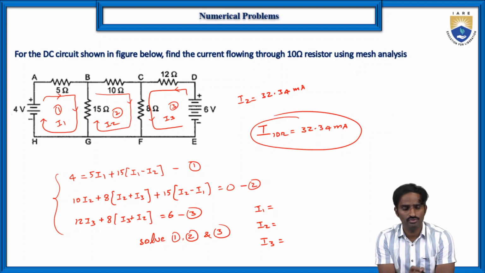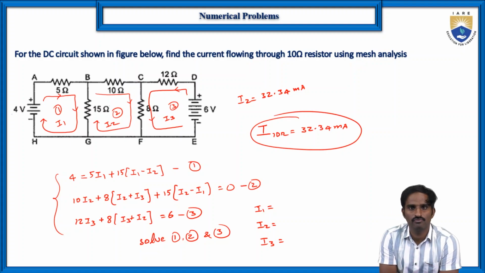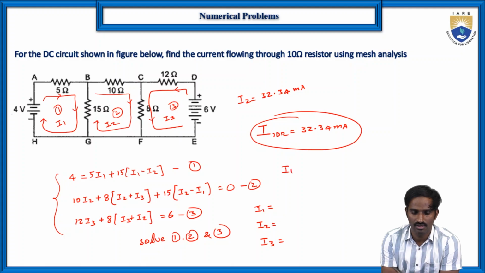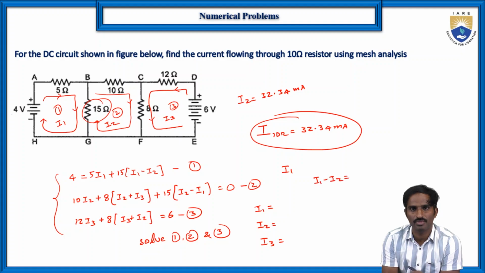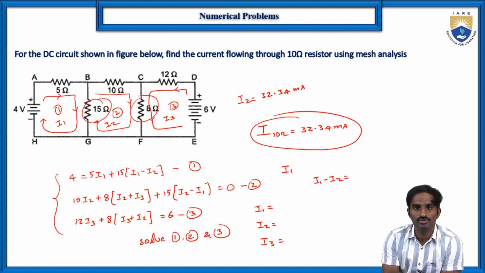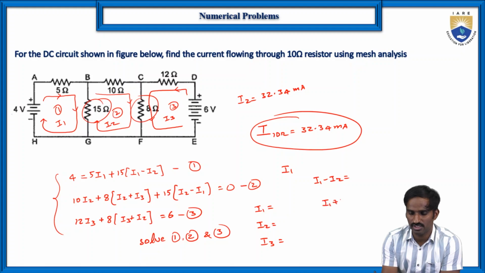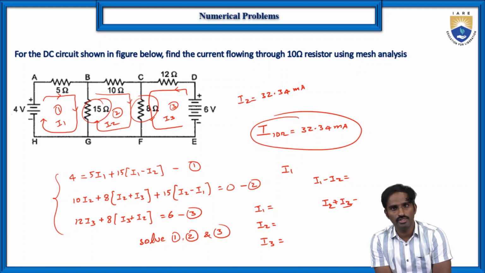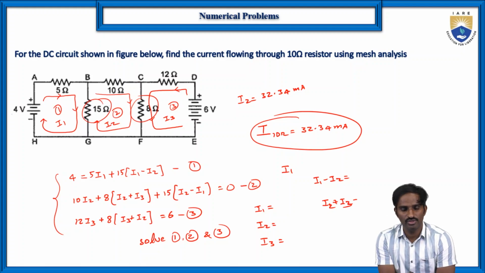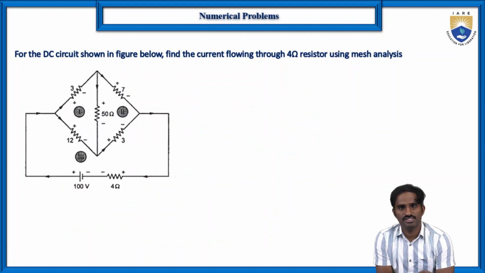Not only the current flowing through 10 ohms, if you want to find the current flowing through the 5 ohms resistor, then I1. Okay, if you want to find the current flowing through the 15 ohms resistor, then I1 minus I2. Or if you want to find the current flowing through this 8 ohms resistor, then I2 plus I3. Like that we can find the current flowing through any element by using this mesh analysis. Next problem, this is also based on the mesh analysis.